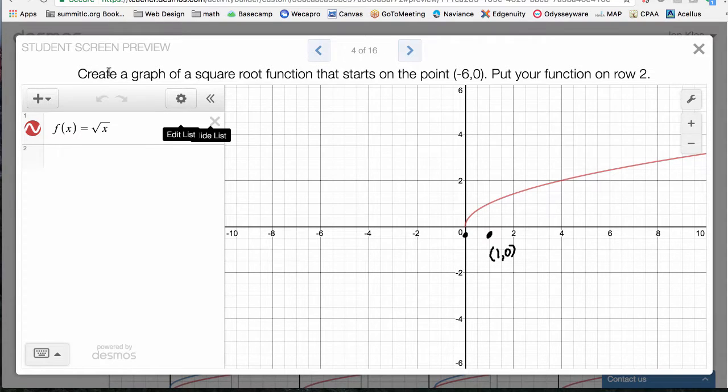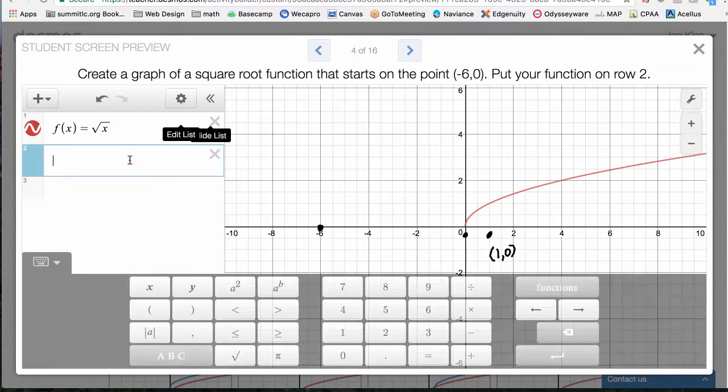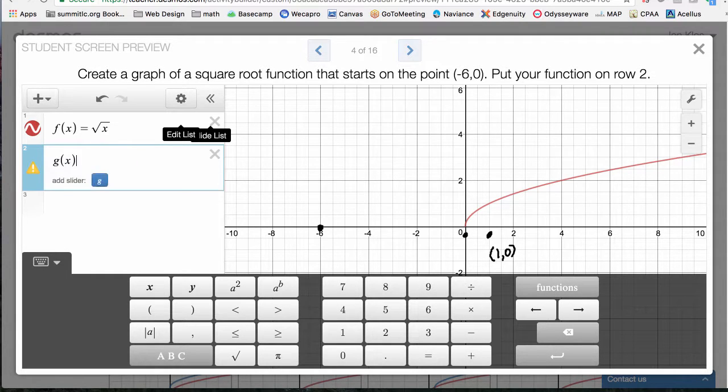So now that we've got the hang of that, we need to create a graph of a square root function that starts on the point negative 6, 0. So this one, I'm going to start it here. And I need to figure out how I change the parent function to come up with my own function that actually works with that. So I'm going to type in g of x, I'm going to start a new function, equals the square root. So I'm going to add my square root here. I need my variable x.